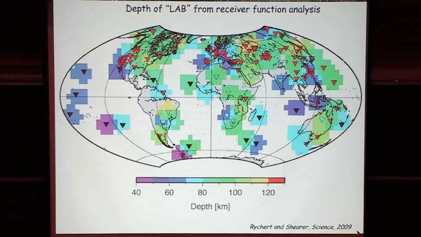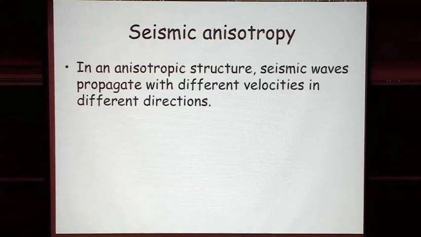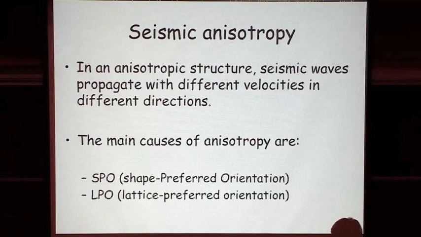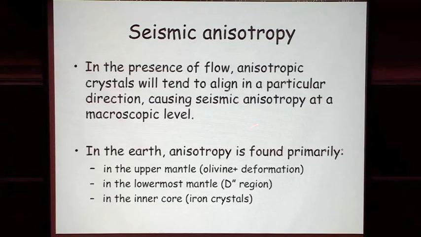Okay, so the next tool that I'm going to be introducing is seismic anisotropy. So I'm going to have a few slides, a little bit of background, and try to make it simple. In an anisotropic structure, basically seismic waves propagate with different velocities in different directions. We saw yesterday, Quentin was talking about anisotropy in different properties of minerals, but also in elastic velocities. And the main causes of anisotropy, as Ed already mentioned in his first class, were shape-preferred orientation or lattice-preferred orientation. In particular, in the presence of flow, anisotropic crystals will tend to align in a particular direction. I didn't put here in the direction of flow because it's slightly more complicated, but roughly speaking, it is in the direction of flow, after enough strain, causing seismic anisotropy at a macroscopic level.